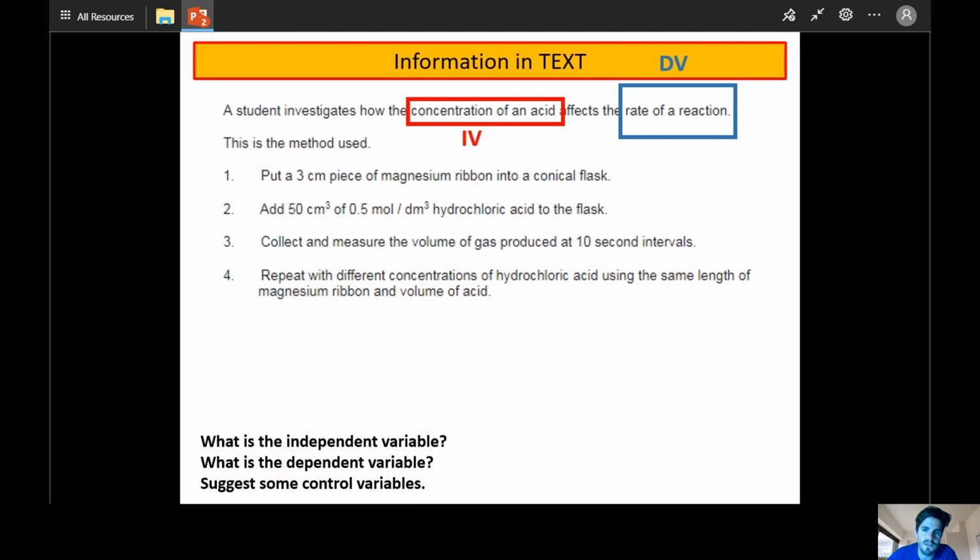Student investigates how does concentration affect the rate of reaction. And there's the method. You should be familiar with that from your chemistry. Magnesium ribbon, hydrochloric acid, collect the volume of gas at 10-second intervals. Here, the rate of gas production is the rate of reaction. And repeating it with different concentrations. So control variable there, you'd need to keep the volume of hydrochloric acid the same, and even better if you could, rather than measuring out a 3-centimeter piece of magnesium ribbon, measure out a specific mass.